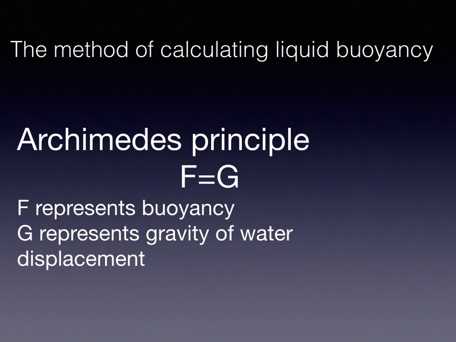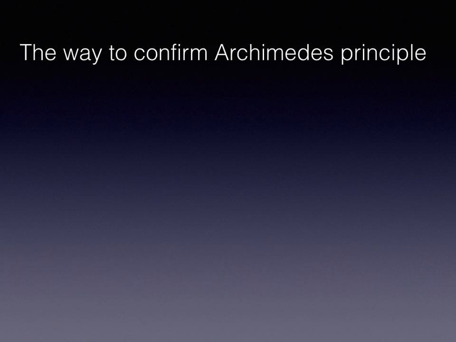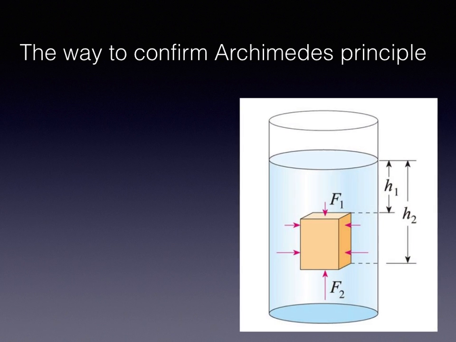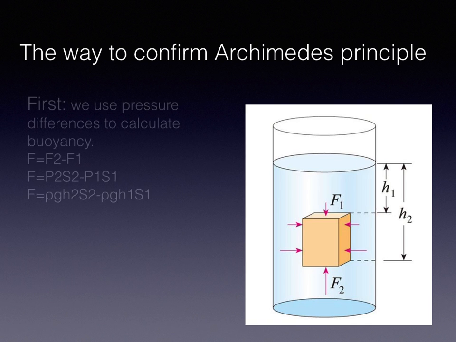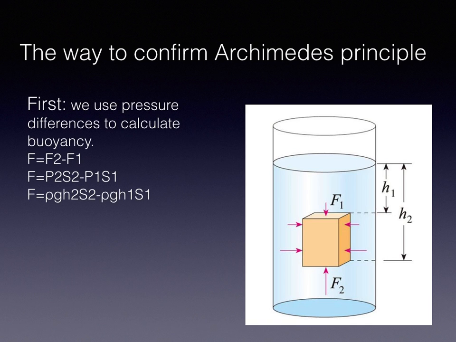Now I want to use mathematics methods to confirm this principle. So first, just look at these pictures. There are two forces in this picture, F1 and F2. So we can use pressure differences to calculate buoyancy. So we can get F equals F2 minus F1.